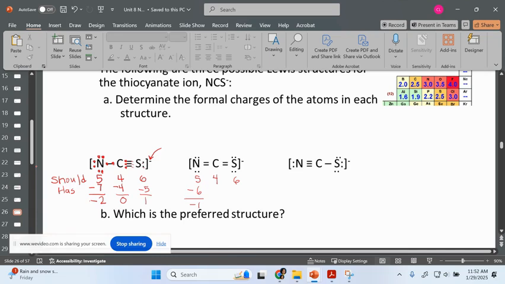Carbon has how many? 1, 2, 3, 4. Sulfur has 6. 1, 2, 3, 4, 5, 6. If we add all these up together, they come out to be -1, which again matches up. All right. 5, 4, 6. See if you can figure out what the has is for these 3.